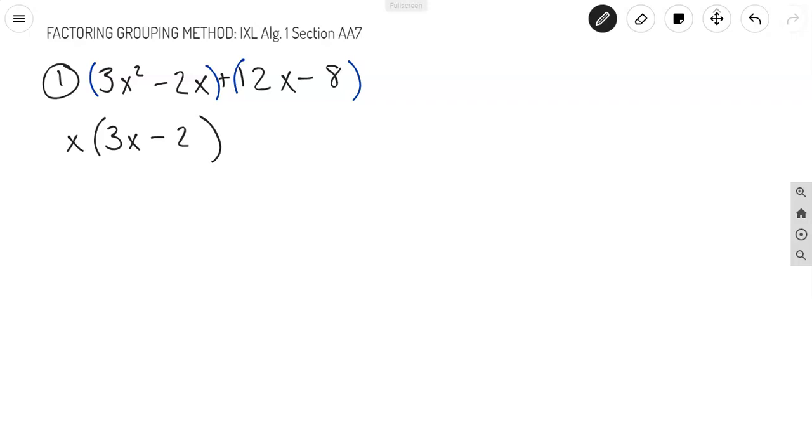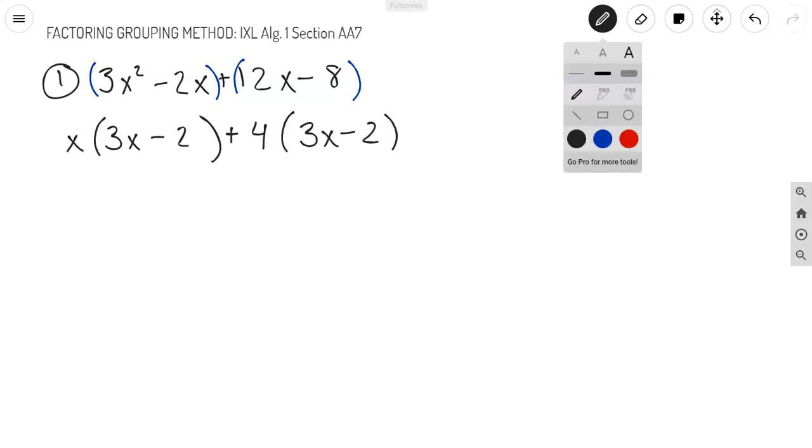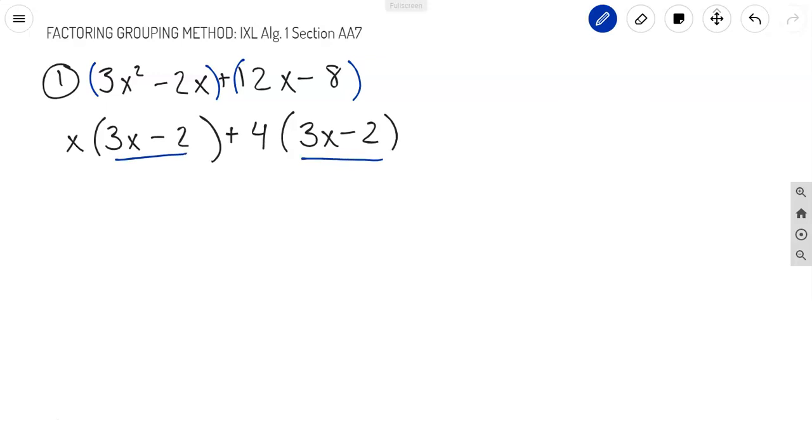I do the same thing in the second grouping. So I start with my plus here. And 12 and 8, the biggest number going into that is 4. Because 4 can go into 12 and 8, and they don't both have a variable, so I'm going to leave it. So 4. 12 divided by 4 is 3x, and then minus 8 divided by 4 is 2. So the way to see if you're on the right track or not is, do these 2 parentheses groups match? If they do, you know you did it correctly.